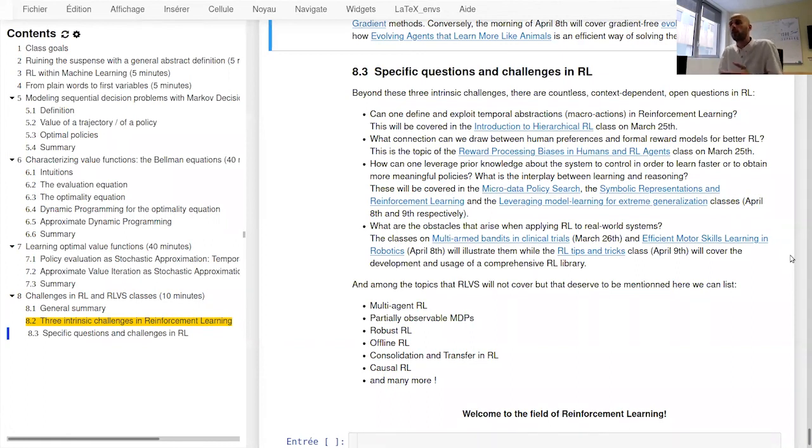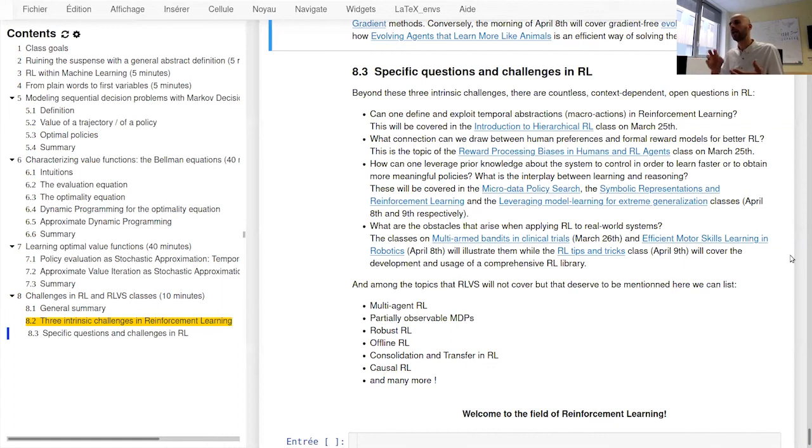This is the topic of the reward processing biases in humans and reinforcement learning agents, which is the keynote by Irina Rish this afternoon. How can one leverage prior knowledge about the system to control, in order to learn faster and to obtain more meaningful policies? This prior knowledge can be in the form of models of the system, or samples coming from a similar system, or hypotheses on the shape of the value function. And what is then the interplay between introducing this prior knowledge and the learning part? So what is the interplay between learning and reasoning?